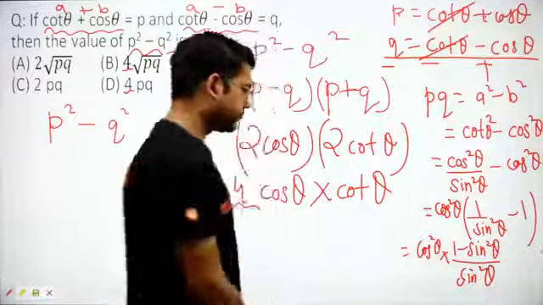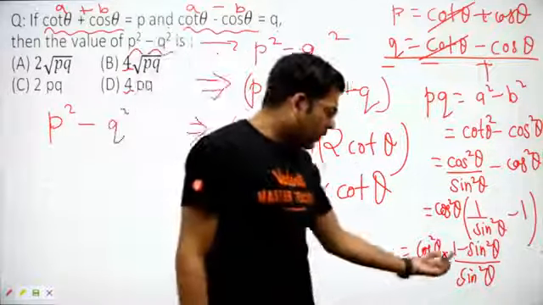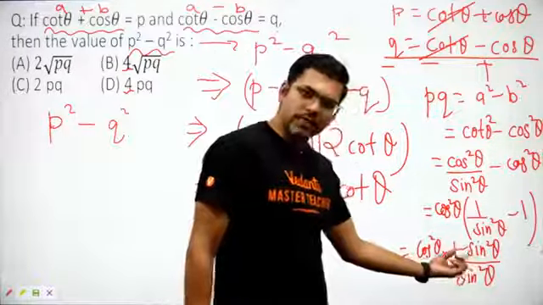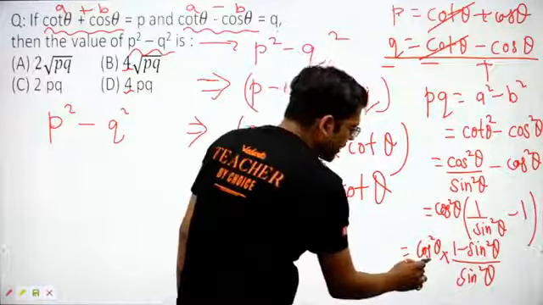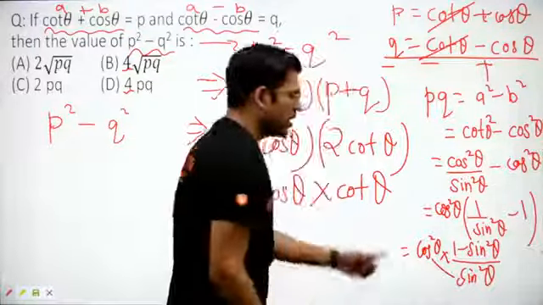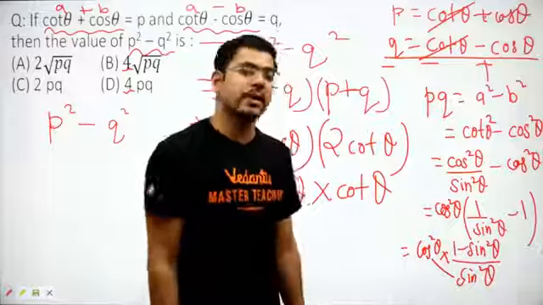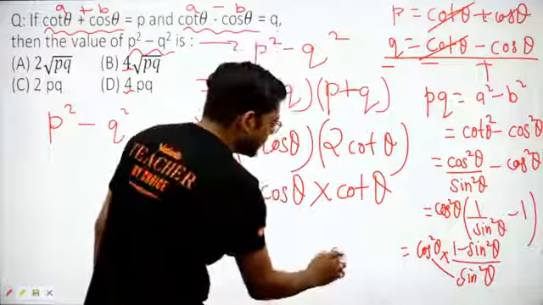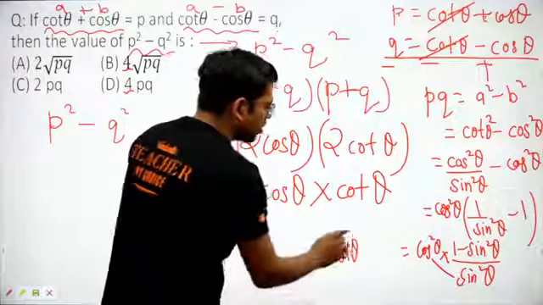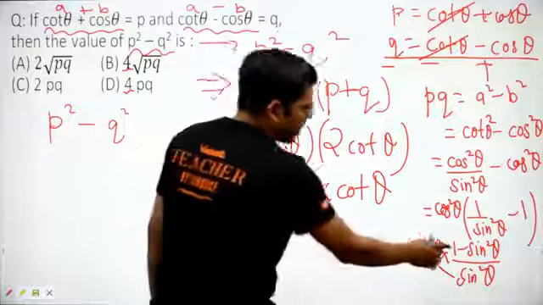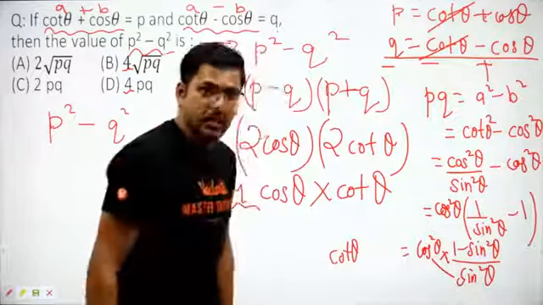Now see guys, do you know 1 minus sin square theta? What is this 1 minus sin square theta? Now first I'll tell cos square theta and sin square theta. Cos by sin, what is cos by sin? Cos by sin is simply cot theta, and it is a square, and 1 minus sine square theta is simply cos square theta.